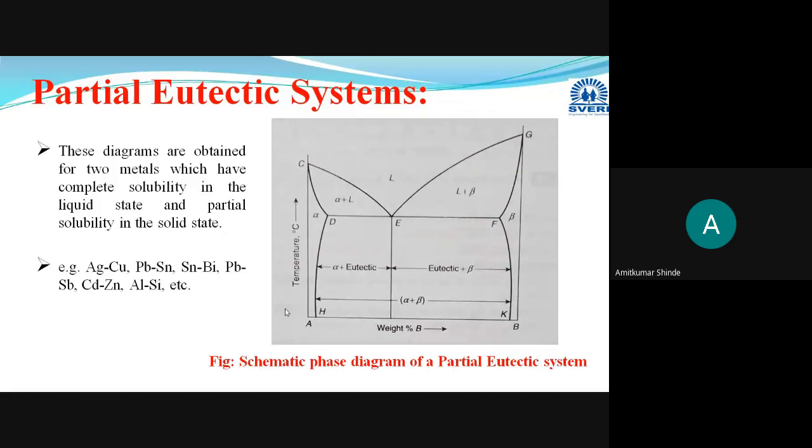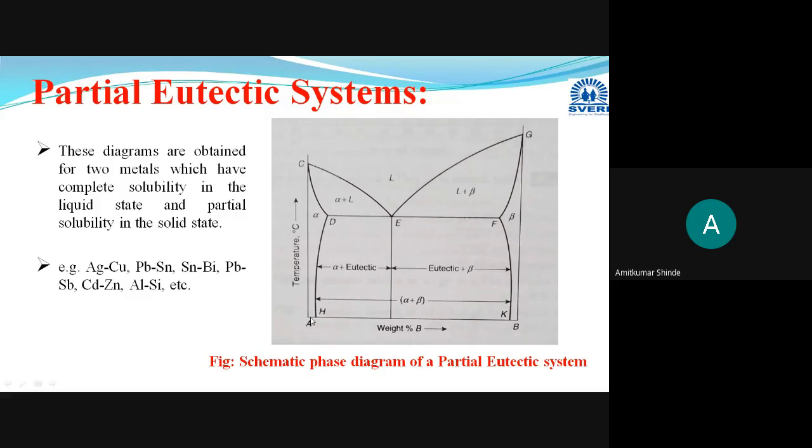Okay, now this is the general phase diagram for a partial eutectic system. Here we have considered this phase diagram for two elements, or you can say an alloy of element A and B. On the y-axis temperature will be there, and on the x-axis weight percentage of element B. At the origin, A will be 100% and B will be 0. And at the rightmost corner, B will be 100% and A will be 0.